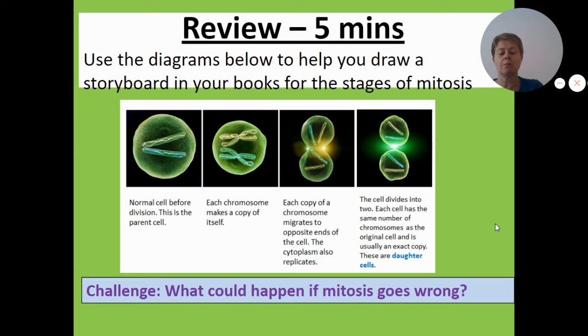Okay, so hopefully you finished that task now. The challenge question was, what could happen if mitosis goes wrong? Well, a number of things can happen. It could mean wounds don't heal. It could mean you don't grow properly. And sometimes actually mitosis happens too quickly. And in that case, if we get uncontrolled mitosis, that results in cancerous tumours. So mitosis is really, really important.